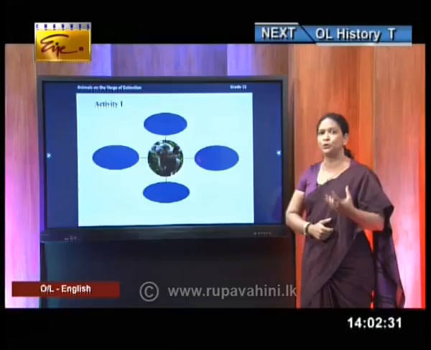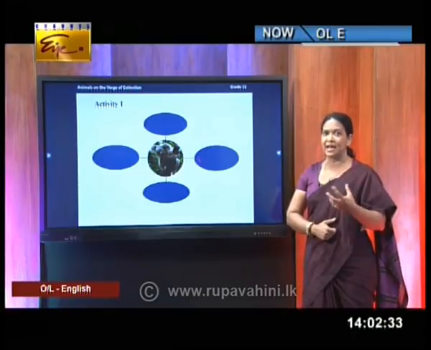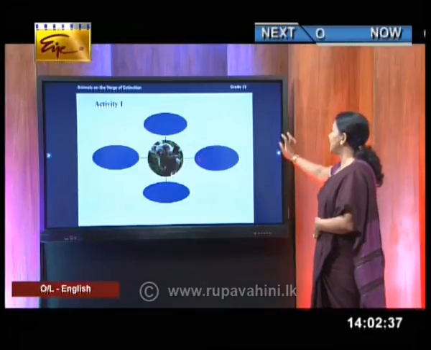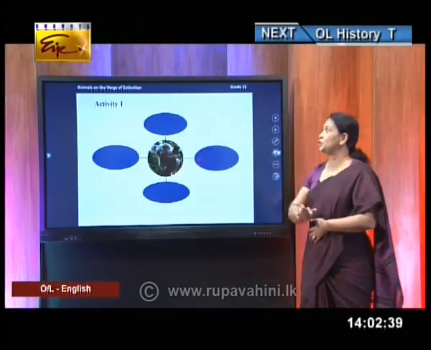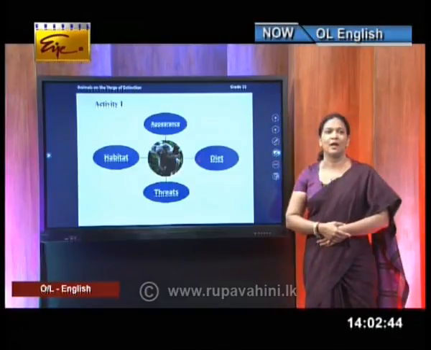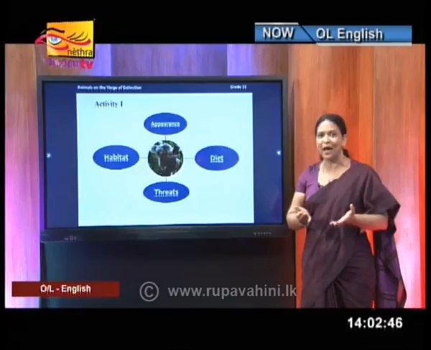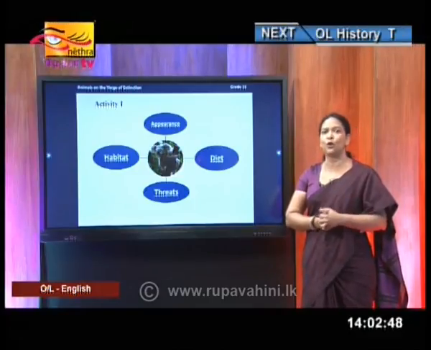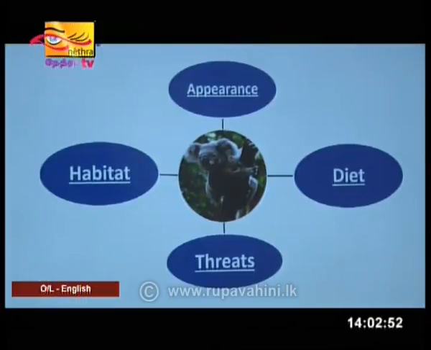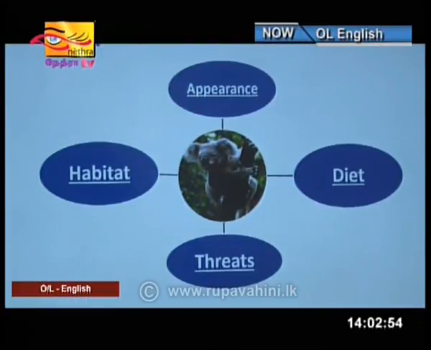So, what are you going to do with this? You have to read it and then you have to find some information. So, these are the information that you need to find. After reading the text, you have to tell me the appearance of the koala bear, the diet of the koala bear, the threats and the habitat.